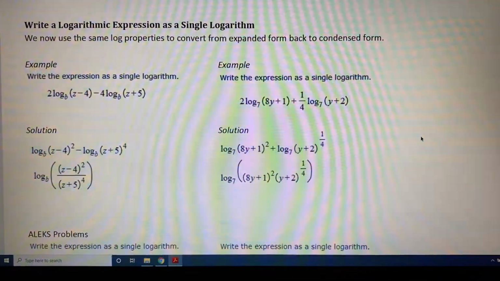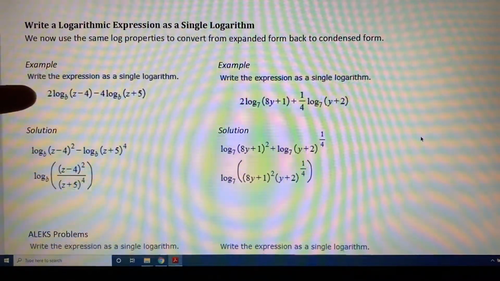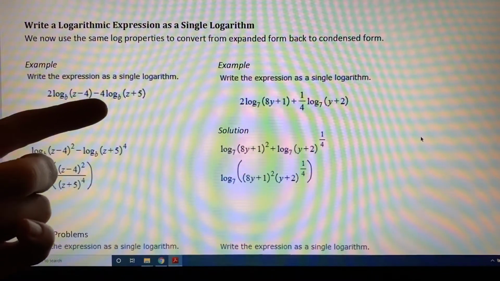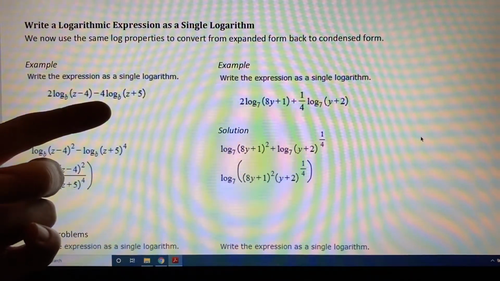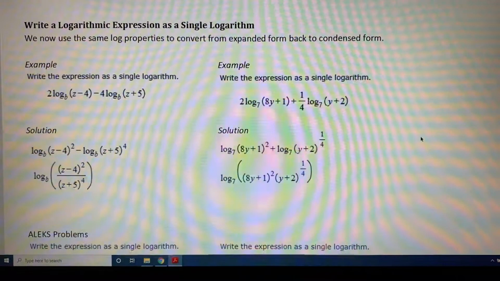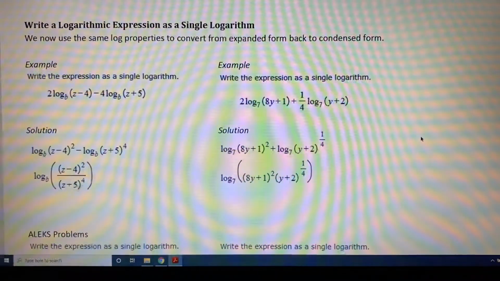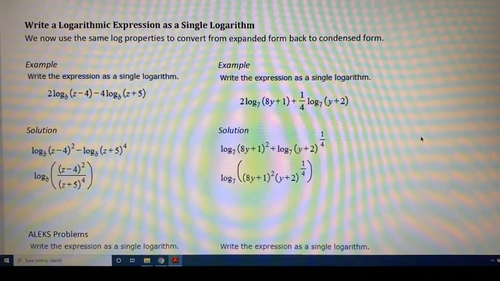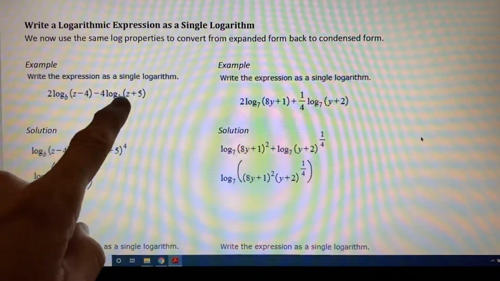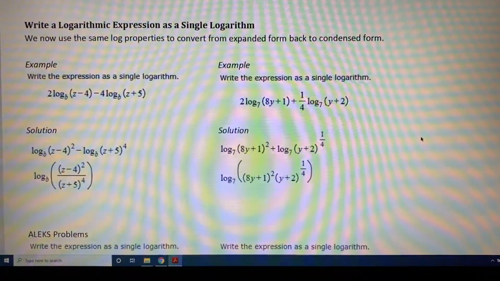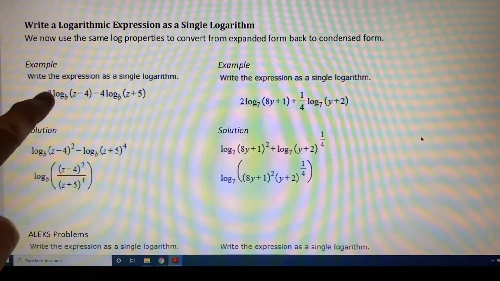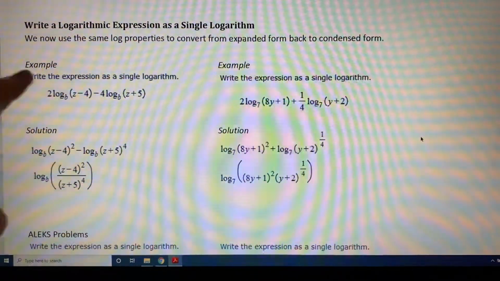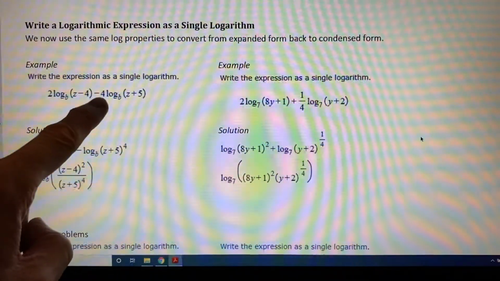Example: write the expression as a single logarithm. 2 log base b of the difference z minus 4 minus 4 log base b of the sum z plus 5. So we can see that we have two different logarithms, and our objective is to combine them together into just one. But the only way you can combine two logarithms into one is if they have the same base and if there are no numbers in front of either of the logs. So that means we need to get rid of this 2 and we need to get rid of this 4.